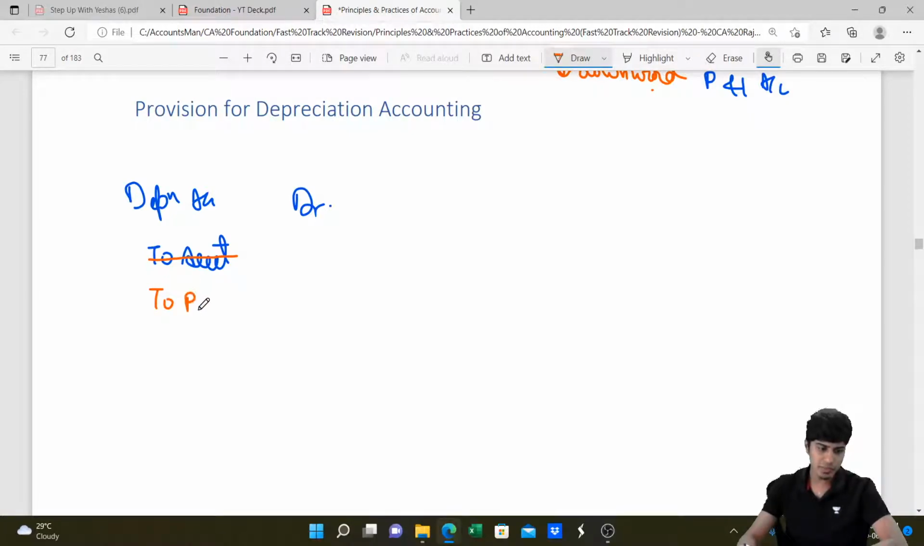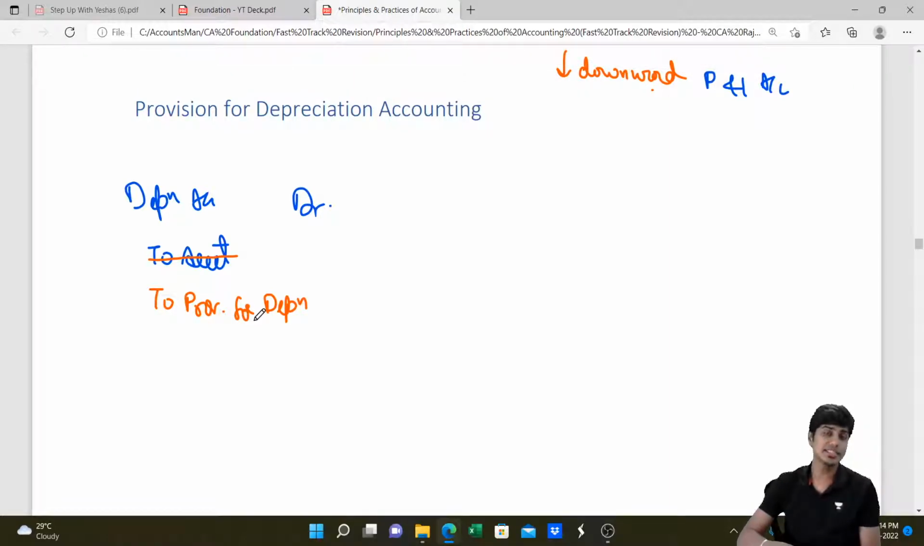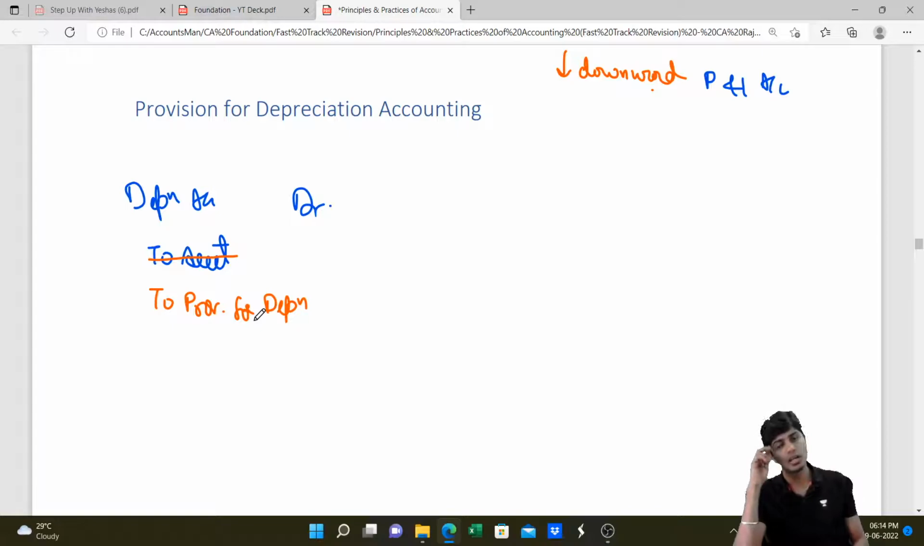We'll write it to provision for depreciation account. Instead of deducting from the value of the asset, we maintain it as a separate provision. This is maintained till the time the asset is removed or scrapped or sold. The moment the asset is sold or scrapped, we transfer this provision for depreciation to the asset to bring the asset down to its book value.